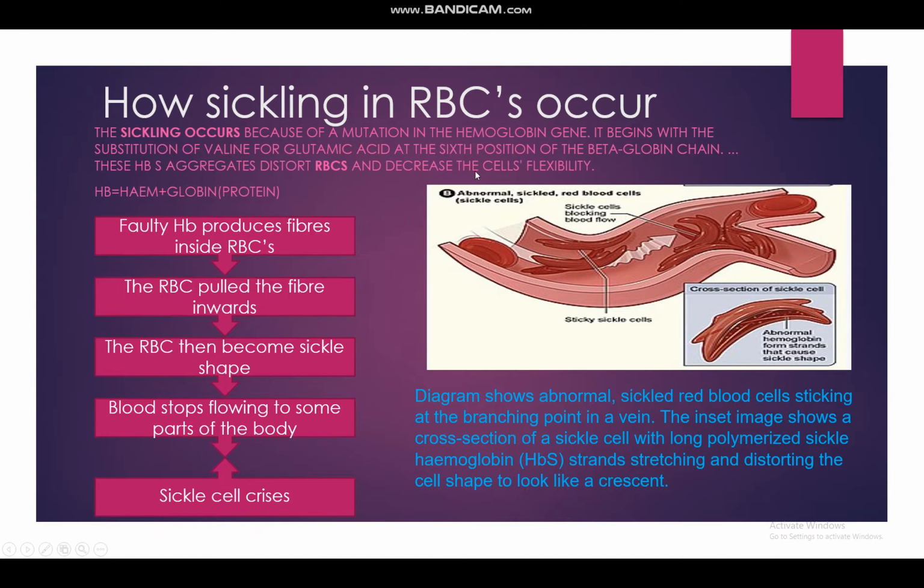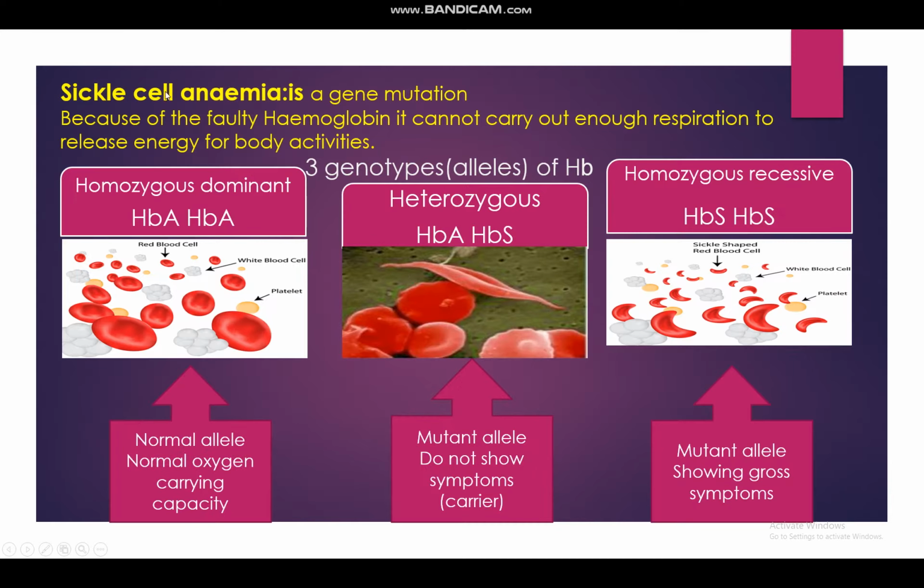This hemoglobin S aggregates, distorts RBCs and decreases the cell's flexibility. Now, you can see how this sickling occurs: the faulty hemoglobin produces fibers inside the RBCs, and you can see the fibers inside the RBCs. The RBCs pull the fiber inward. The RBCs then become sickle-shaped, and due to the sickling, they lodge in the blood vessels and stop the blood from flowing freely. When the blood vessels are blocked, the sickle cell crisis occurs at this stage.